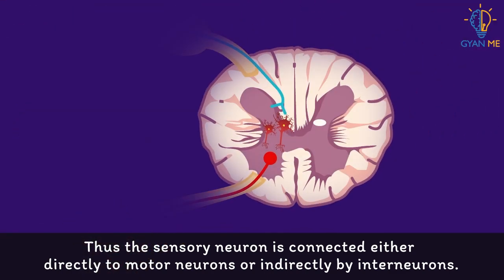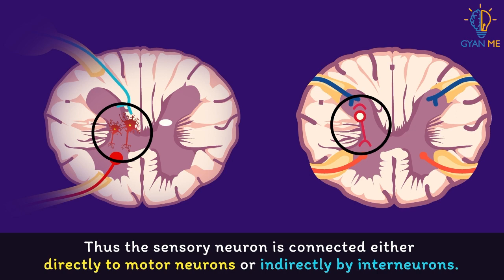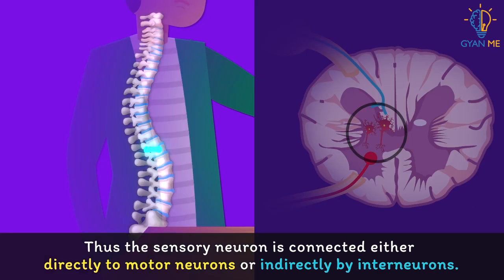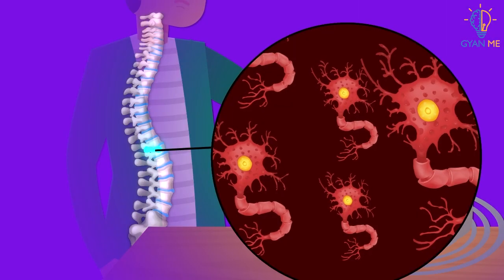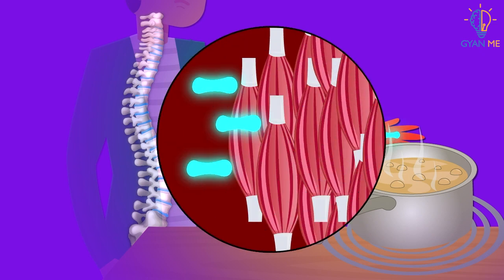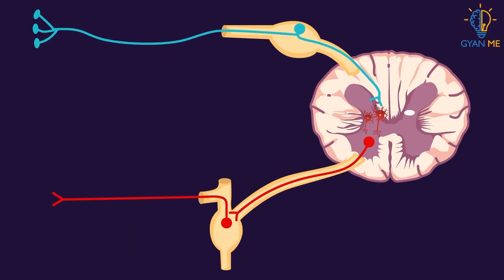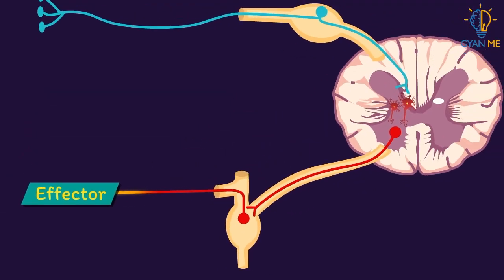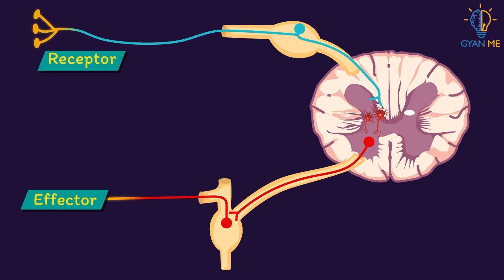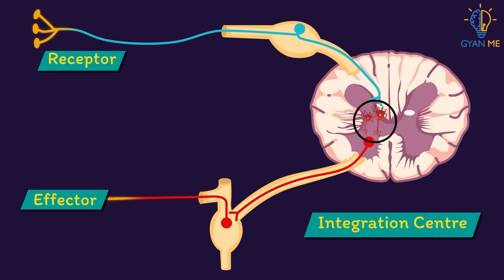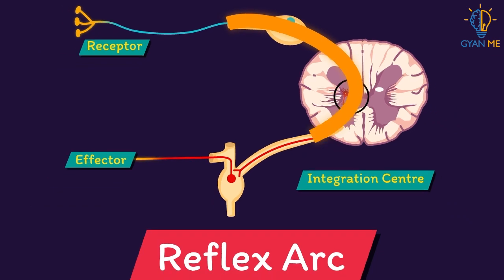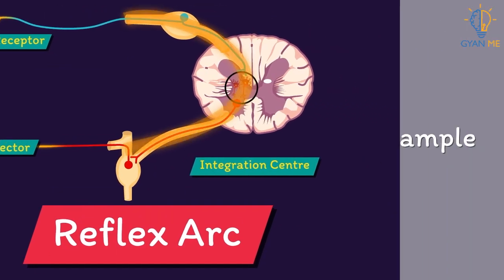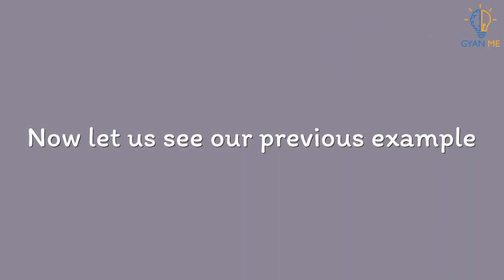Thus, the sensory neuron is connected either directly to motor neurons or indirectly by interneurons. The motor neurons take the nerve impulses to the muscles or glands in the body. The part of the body that responds to the motor nerve impulses is called the effector. Thus, this complete pathway from the receptor organ to the effector organ by the integration center in the spinal cord is called the reflex arc. Now let's see our previous example.